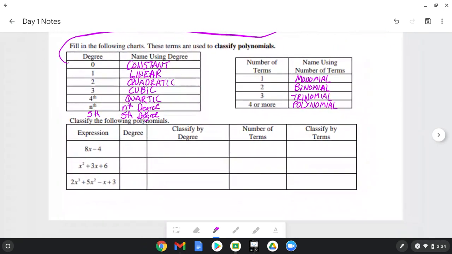So now it's asking us to classify it by name down below. So first off, it's asking for the degree. So this degree is 8x to the first. So that degree is a 1. If we classify it by degree, we call that a linear expression. The number of terms, well, I see this minus sign, so that means it separates two terms at least. So there's 2 there, an 8x and a negative 4. So there's 2. And what do we call something that has 2 terms? Well, if we look right up above that, that is binomial.